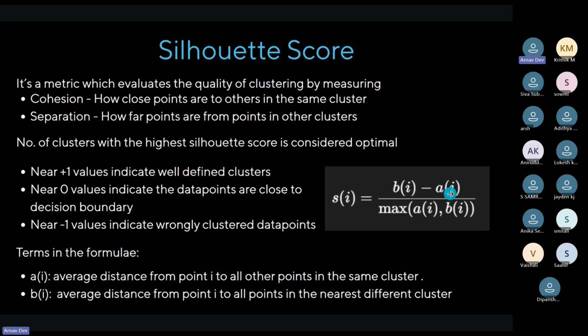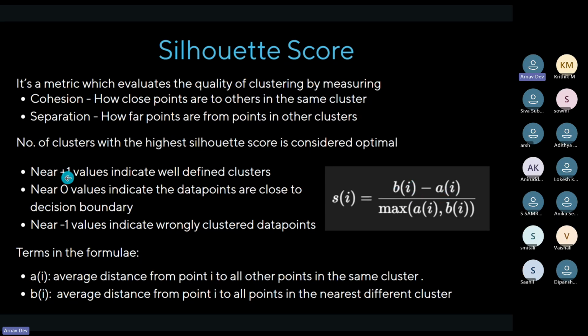Values near plus one indicate that the clusters are very well defined. Values near zero indicate that the data points are very close to the boundary, on the boundary of two different clusters, and cannot necessarily be classified, or they are possibly outliers. Values near minus one clearly indicate that the point is wrongly clustered. So this is the Silhouette score.